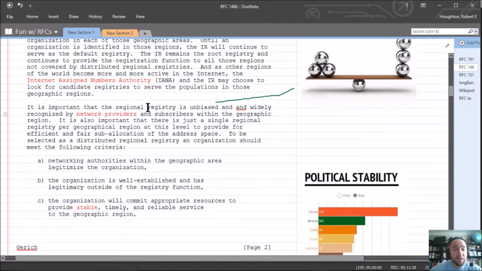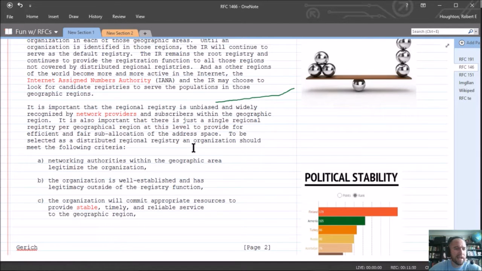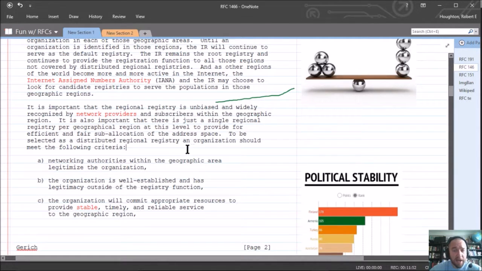It is important that the regional registry is unbiased and... Oh, is that a typo in an RFC? Usually I just copy and paste, so unless I did something funky, that's the first typo I've ever found. So anyways, it is important that the regional registry is unbiased and widely recognized by network providers and subscribers within the geographic region. It is also important that there is just a single regional registry per geographical region at this level to provide for efficient and fair sub-allocation of the address space.